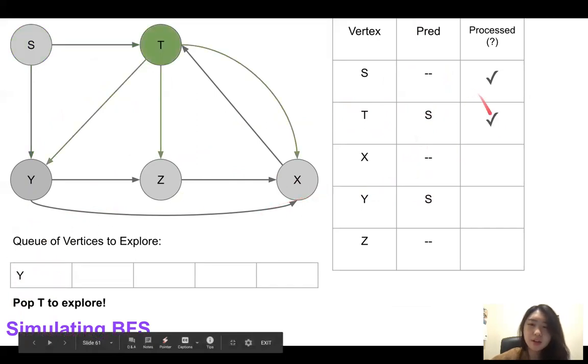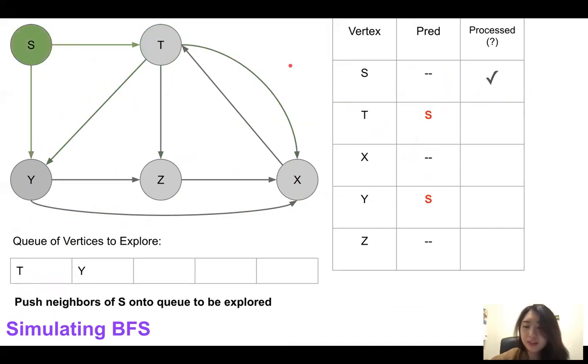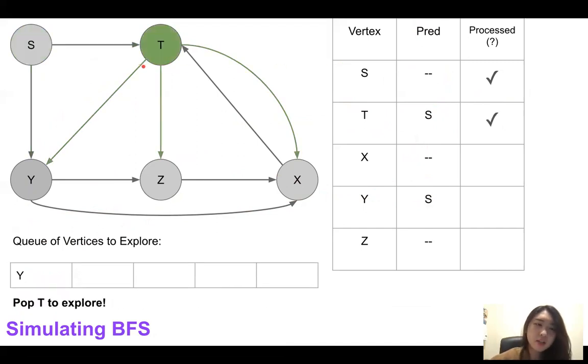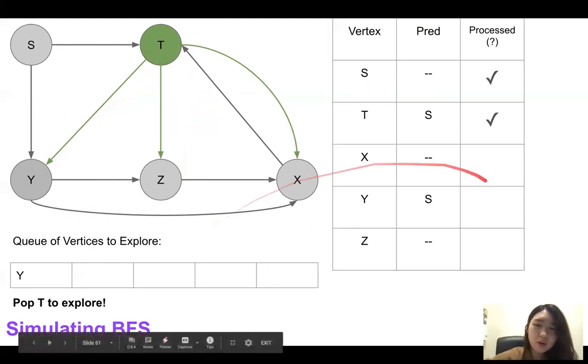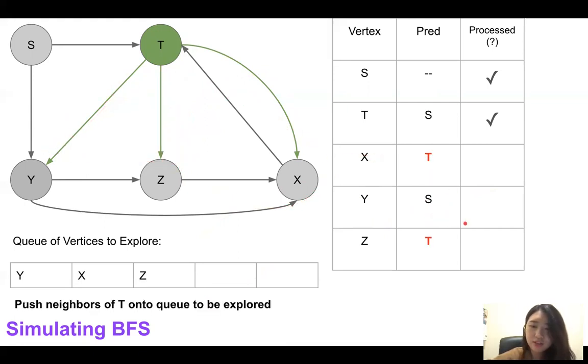T hasn't been processed yet, right? But whenever you pop, you need to add the neighbors immediately. So here T is pointing to Y, Z, and X, right? And here is why the discovered information is important, because you can clearly see that Y is already here. Now you're going to see X and Z. X and Z don't have any predecessor yet, so it's more interesting to see.